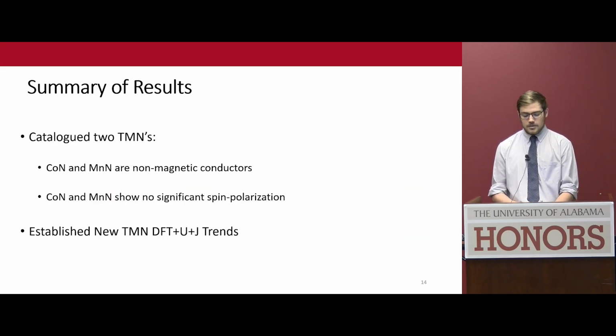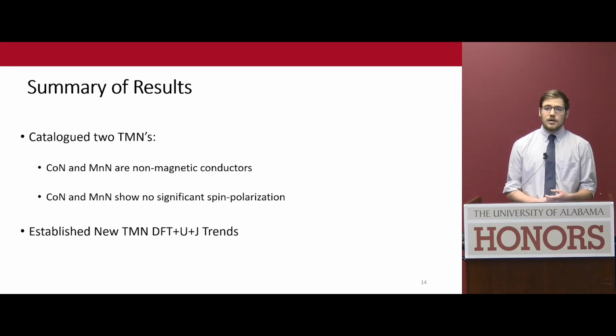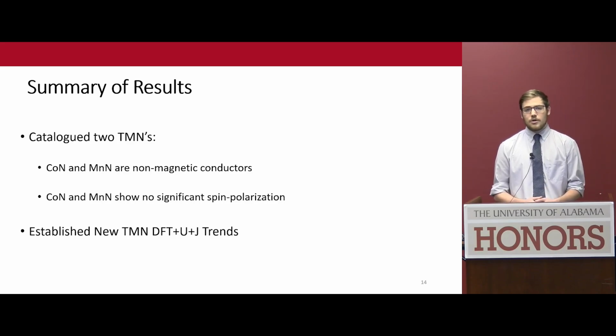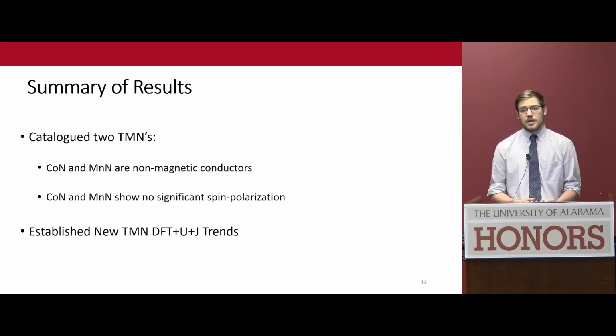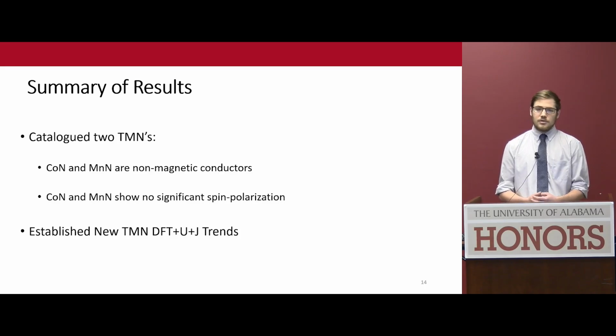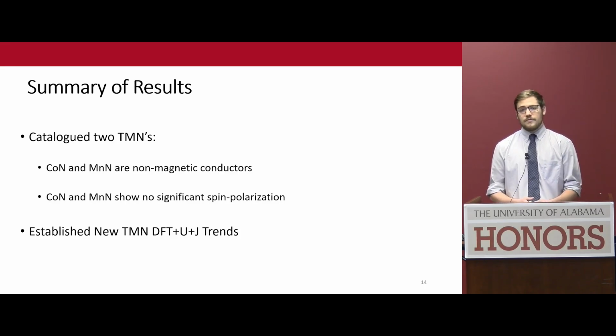To summarize the results, we cataloged the properties of 2 transition metal nitrides. We found cobalt nitride and manganese nitride to be non-magnetic conductors with no significant spin polarization. And we also established new trends related to the effective U and J values on transition metal nitrides.